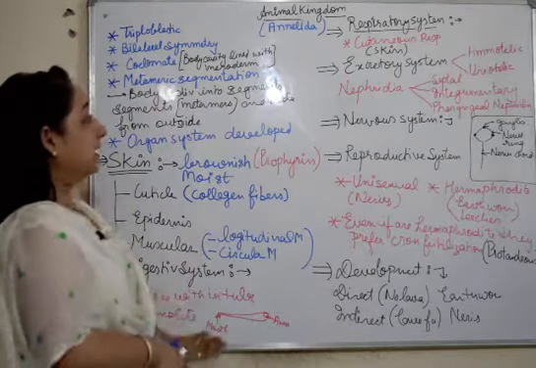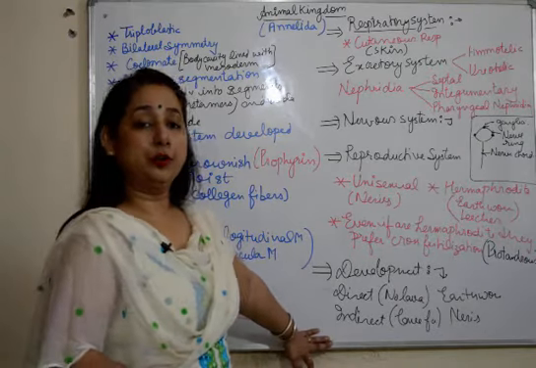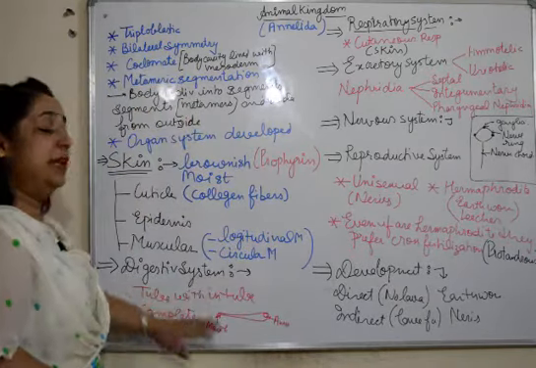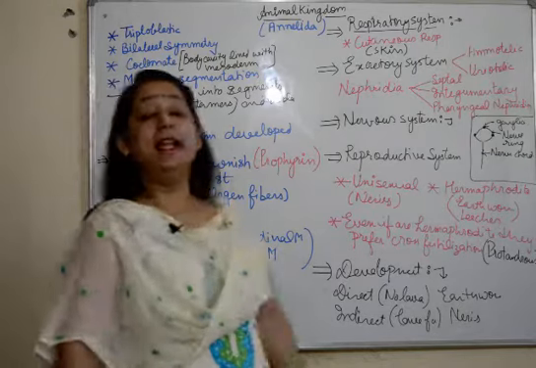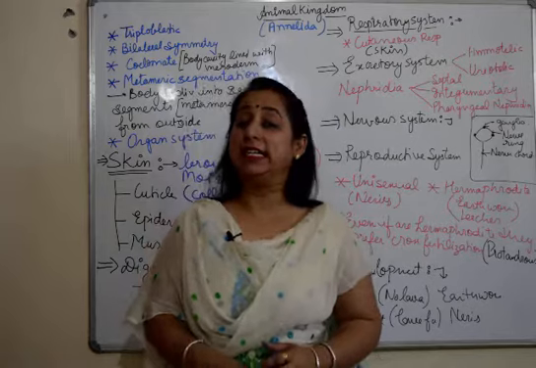So these are the characteristics of annelids. I've explained them in detail. You can note down for your notes, and I've explained the various important pointers as well. In our next video, we'll start with the first example of annelids, that is the earthworm.